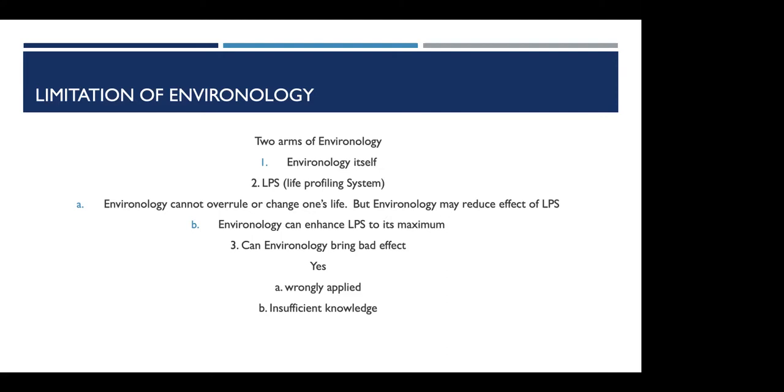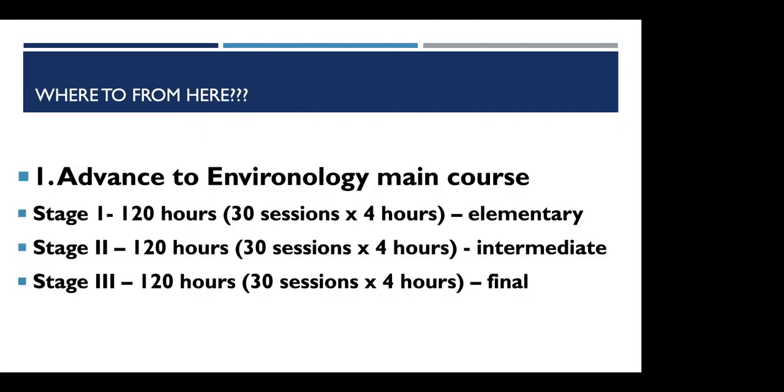Environology can enhance what LPS gives you to the maximum. For example, if you are supposed to earn $1 billion, feng shui can help you reach $1 billion, period, not $1 billion and $1 more. But it can also reduce it from $1 billion to maybe only 10,000. That is what environology can do. It can bring back effect. And yes, if it is wrongly applied or with insufficient knowledge, it's a big problem. You can kill people without knowing it.